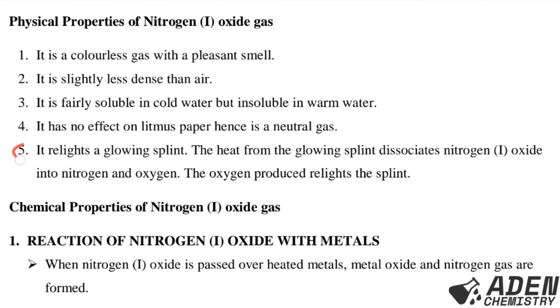Number 5, it lights a glowing splint. Remember, learners, oxygen gas is the gas that lights or rekindles a glowing splint. Even that was the test for the presence of oxygen gas. The reason why nitrogen monoxide lights a glowing splint is that the heat from the glowing splint dissociates nitrogen monoxide into nitrogen and oxygen. Therefore, the oxygen produced is the one that lights the splint.